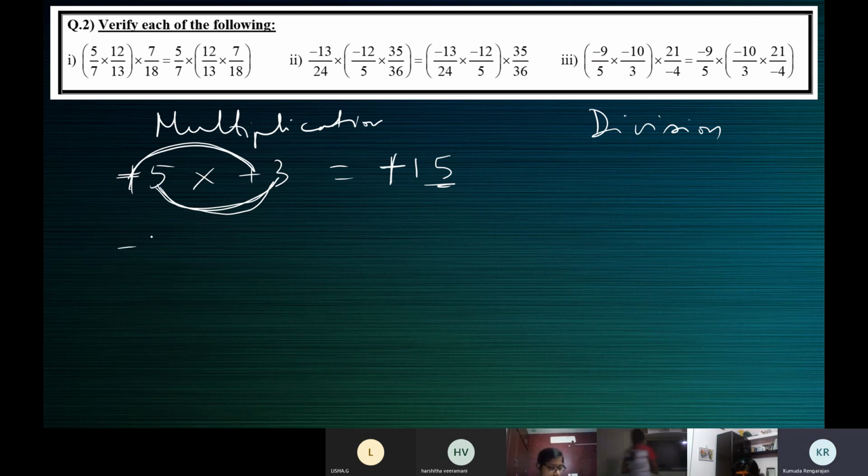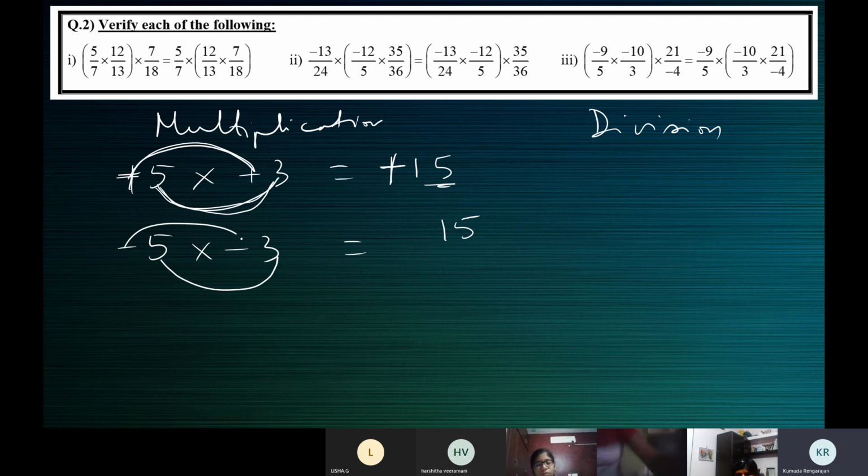Now supposing we have minus 5 into minus 3. First multiply 5 and 3, 15. Then minus into minus is plus. So that means same signs, put a plus sign. When you're multiplying, plus into plus is plus. Minus into minus is also plus. Same signs, put a plus sign.